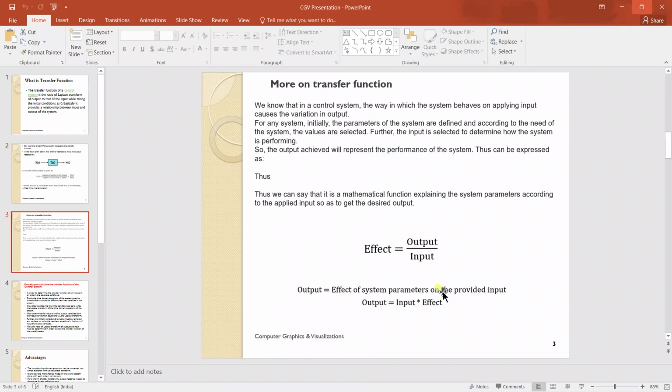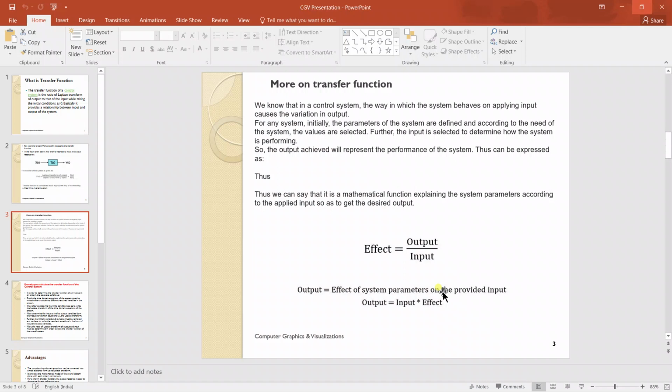So, more on transfer function. We know that in a control system, the way in which the system behaves applying input causes a variation in output. For any system, initially the parameters of the system are defined, and according to the need of the system, the values are selected. Further, the input is selected to determine how the system is performing. So the output achieved will represent the performance of the system.